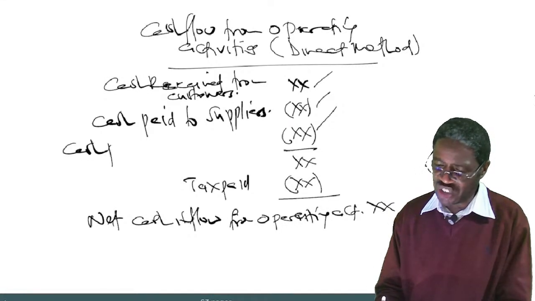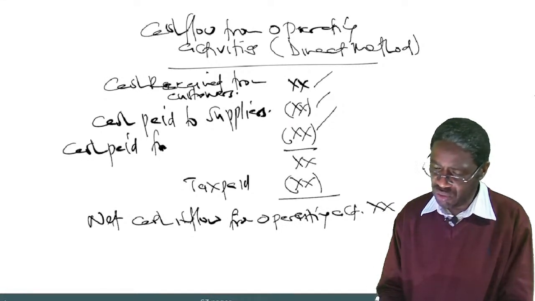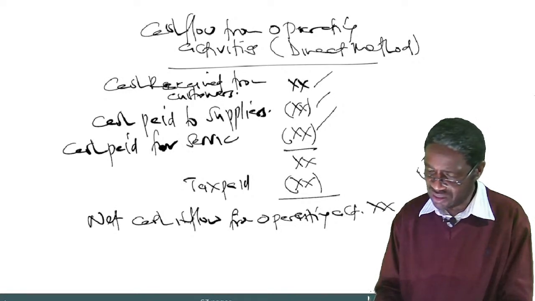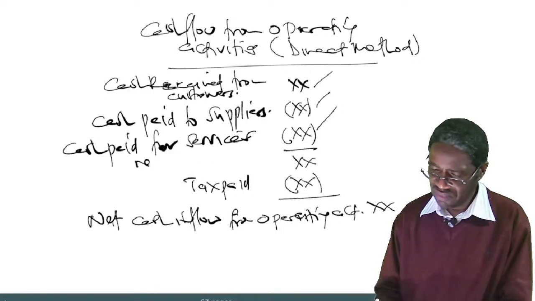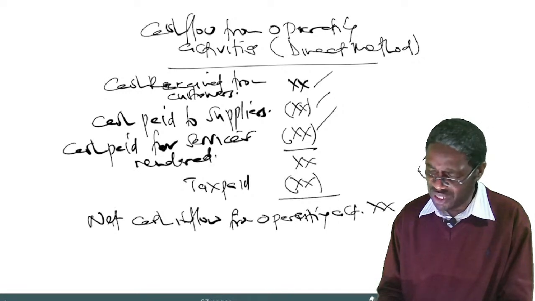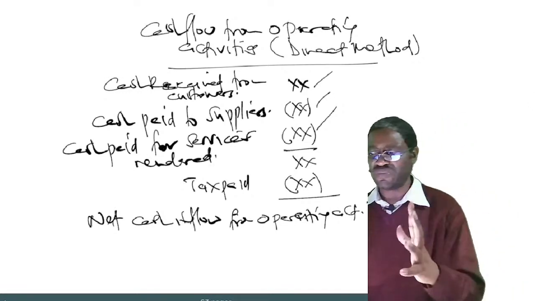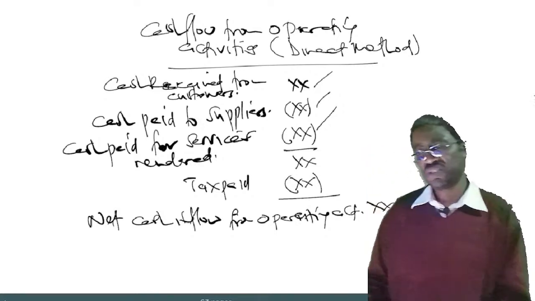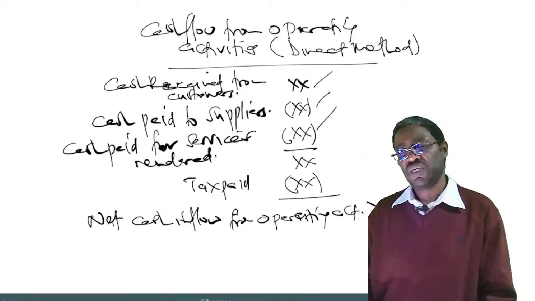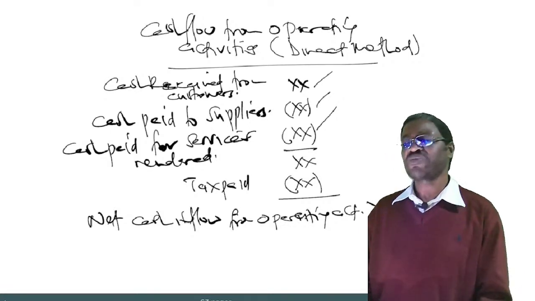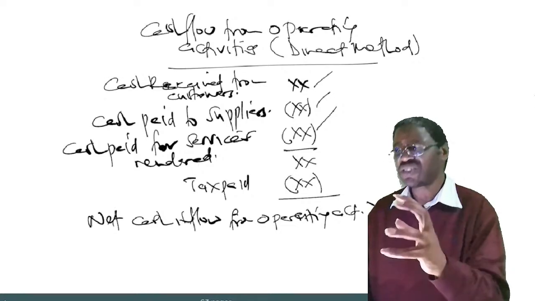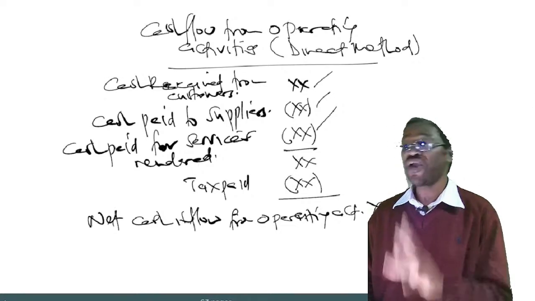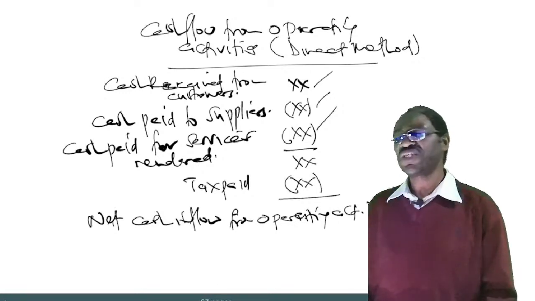Number three is what we call cash paid for services rendered. Some books will call it cash paid to employees and services rendered, no problem. But what I mean for the last one is this. You as a company, there are some services you have been given. For all the services that you have been given by whoever gave you the service, what is it that you paid them?